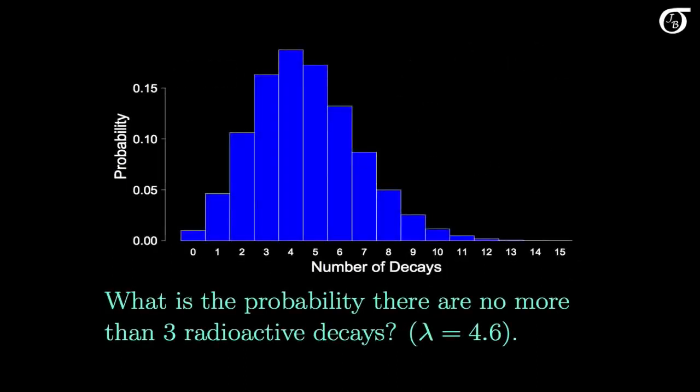Suppose we wanted a different probability, the probability there are no more than 3 radioactive decays. Here that's the red bit on the plot. We'd need to work out the probability of 0, of 1, of 2, and of 3 using the Poisson probability mass function and add them together. So let's go ahead and do that.